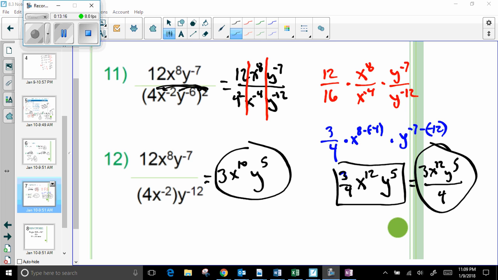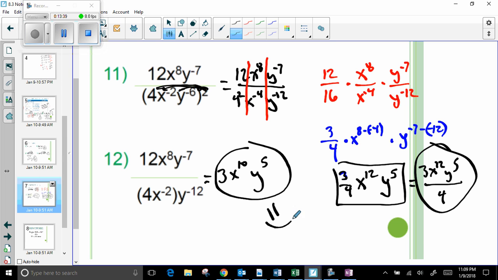Okay, there you have it, guys. Once you simplify this down, 12 over 4 makes 3. 8 minus a negative 2 is actually 8 plus 2. That makes x to the 10th. And then y to the negative 7 minus a negative 12. Actually, it's adding 12, and so you get a positive 5.